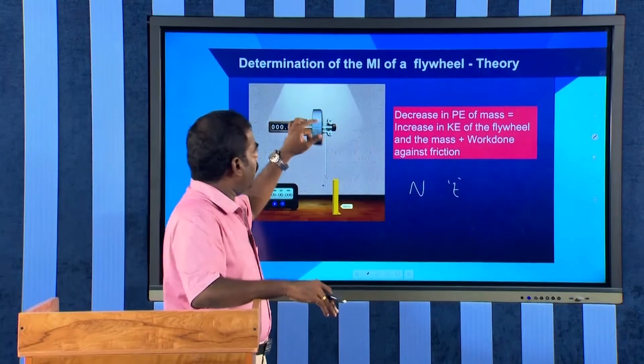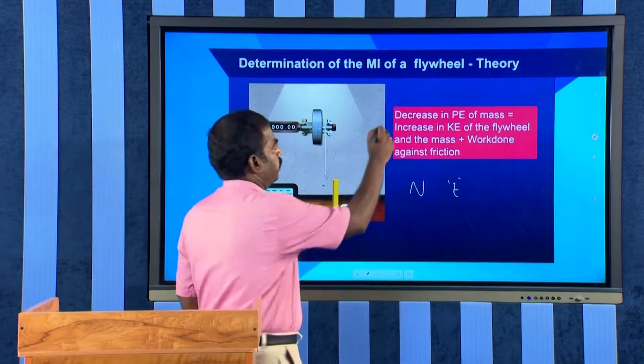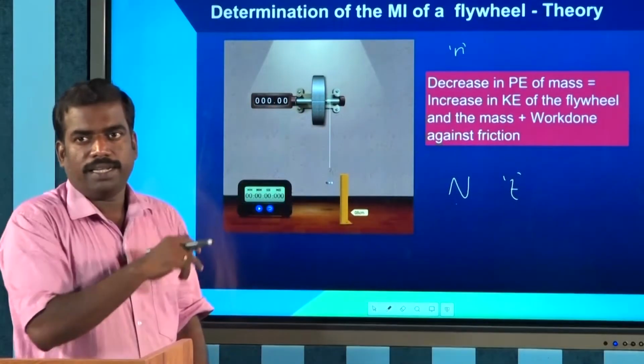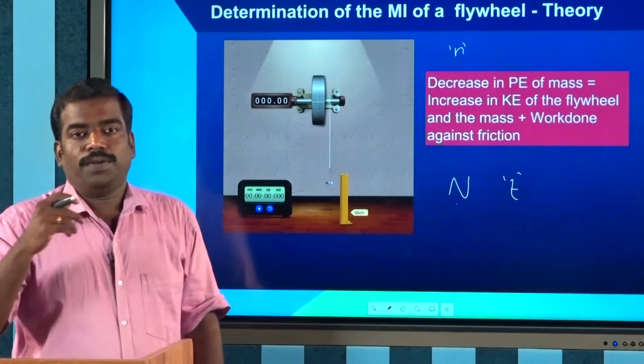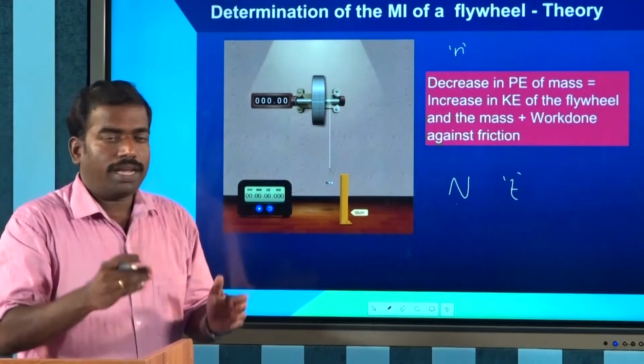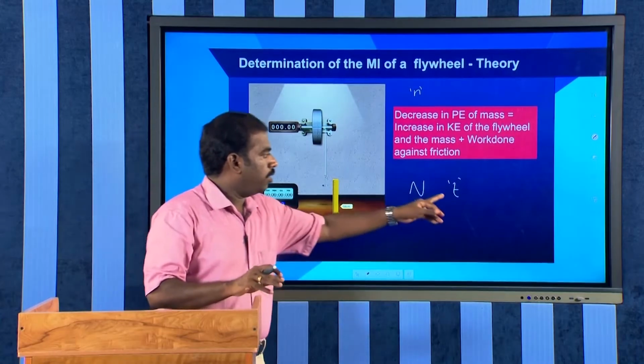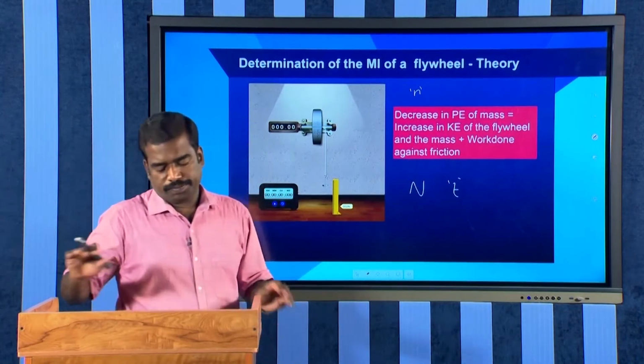So, at first you are giving some number of turns, it is small n. This n represents the number of rotations made by the flywheel before the cord detached from the axle. So, that is very important, in a time t.